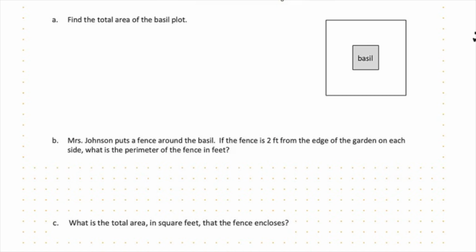B. Mrs. Johnson puts a fence around the basil. If the fence is 2 feet from the edge of the garden on each side, what is the perimeter of the fence in feet? Let's read that again and keep an eye on the diagram above. It says Mrs. Johnson puts a fence around the basil. If the fence is 2 feet from the edge of the garden on each side, so here's my edge of the garden to the fence, that's 2 feet.